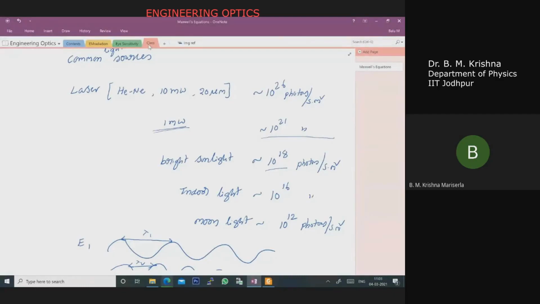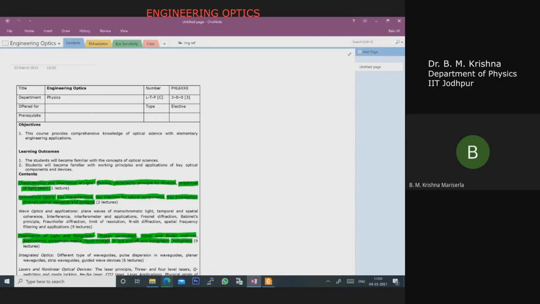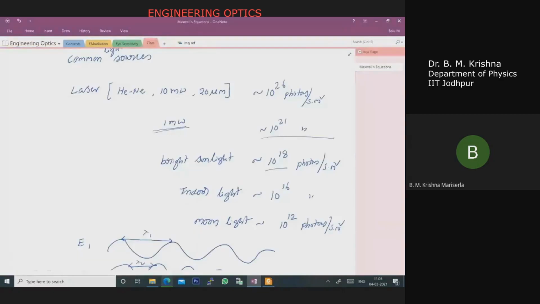So far we have discussed the contents. We have discussed the characteristics and description of light in our previous classes. We have discussed the uncertainty principles for photons, the properties of the beams and the properties of the photons. And now in today's class we are moving towards geometrical optics.